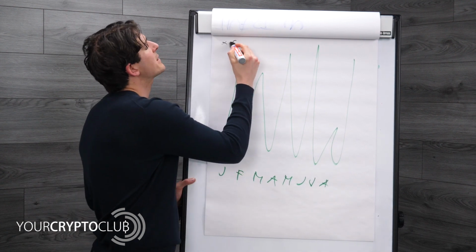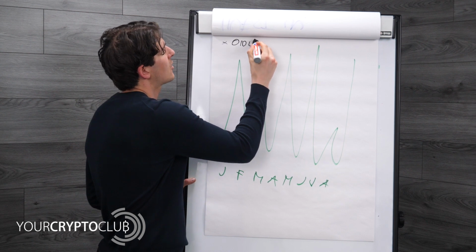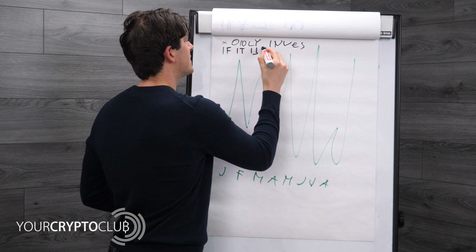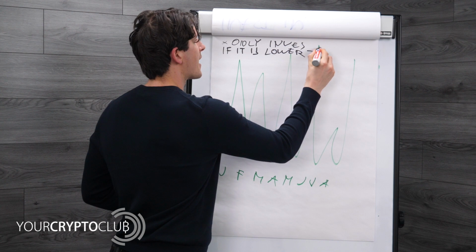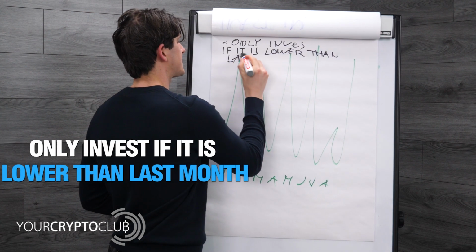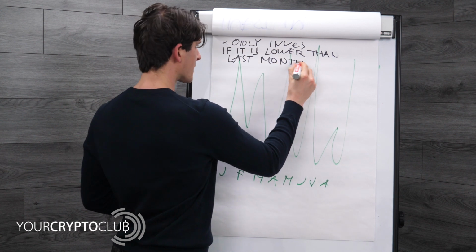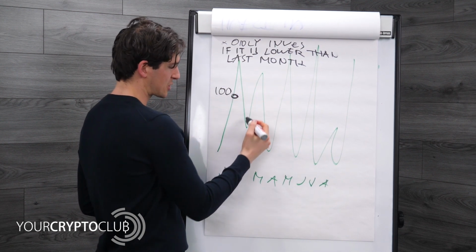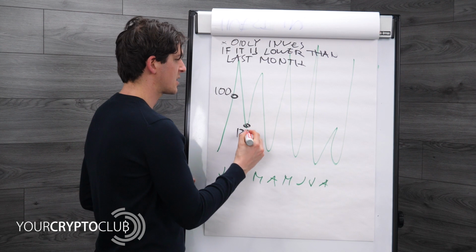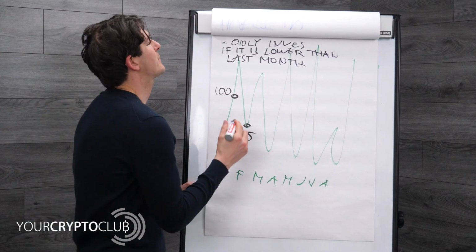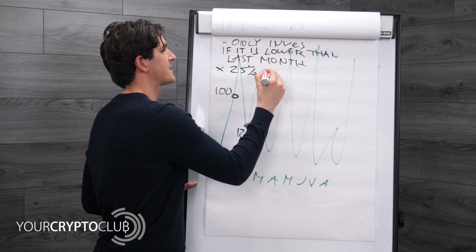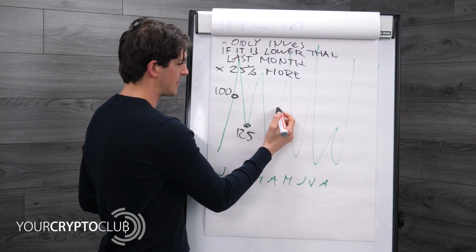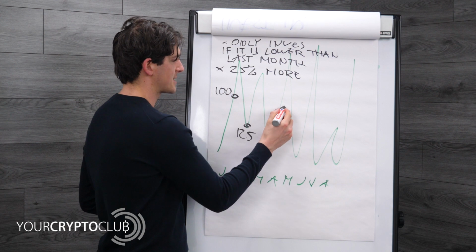Number one, only invest if it is lower than last month. Okay, that's very important. So let's say you start here. Let's say you invest 100. The next month, it's actually a bit lower. It's down here. Great. Then you invest 125. So every time you invest 25% more. All right. And now in March, you see, okay, in March it's a little bit higher. So then, no, we don't invest. We don't invest at all.